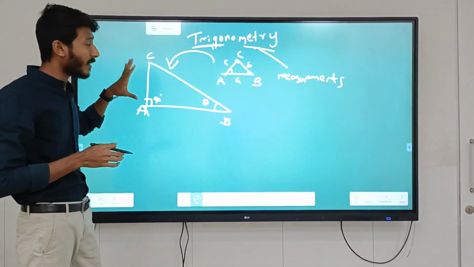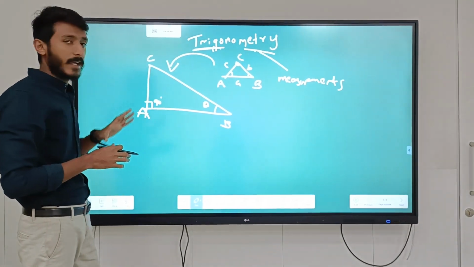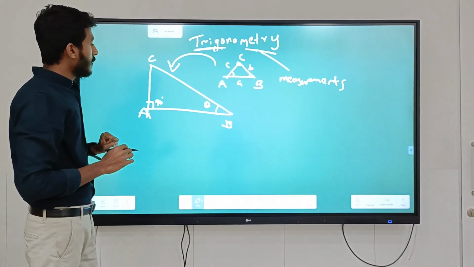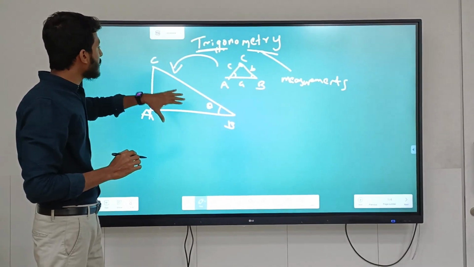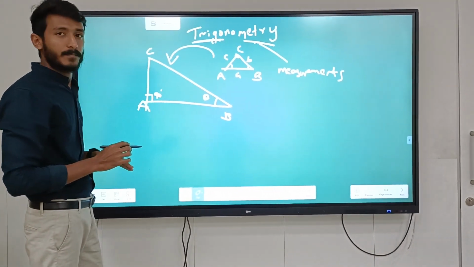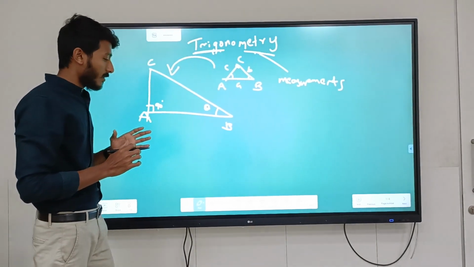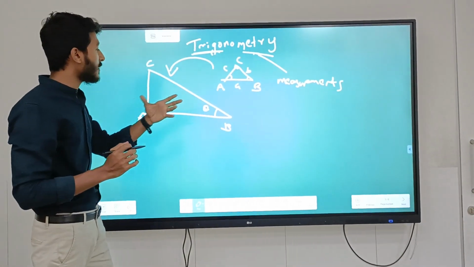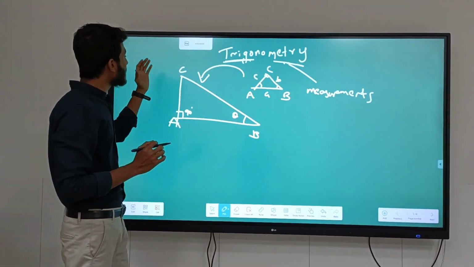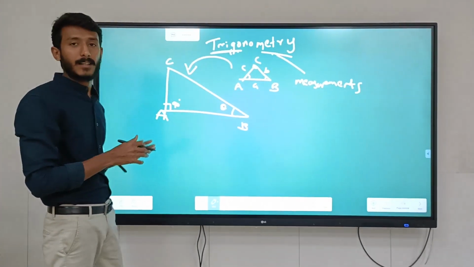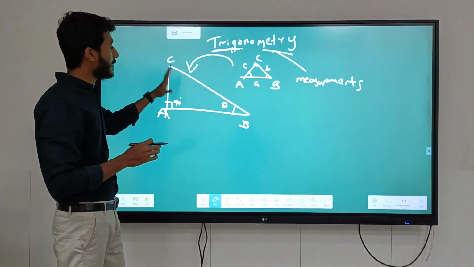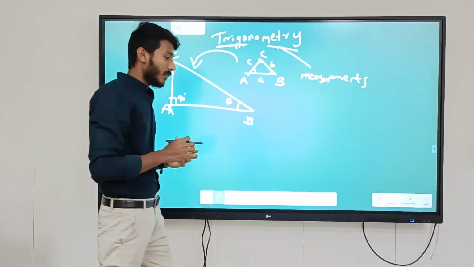In the case of a right angle triangle, we know one angle, that's the 90-degree angle. So we need to focus on the other two angles, B and C. In trigonometry, if we know one angle, we can find the sides of this right angle triangle.